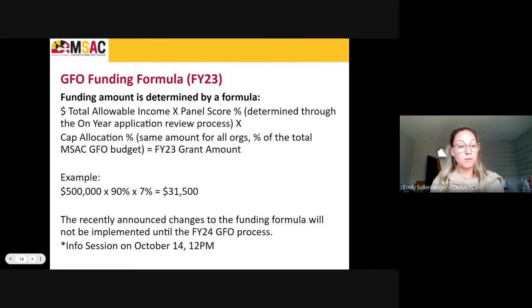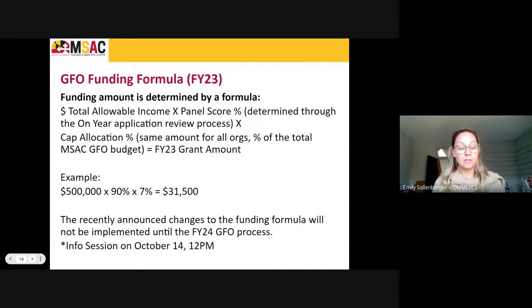Then, since you're going through the panel review process this year, the panel will determine your score. And we'll go into this in more detail as well. So your panel score will be determined through this process this year for you. And then the cap allocation is the same for everybody this year. And it's a reflection of how much funding the State Arts Council is allocating for this particular program.